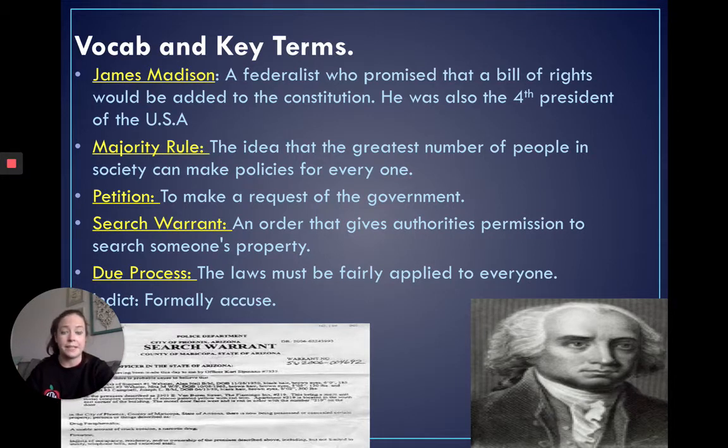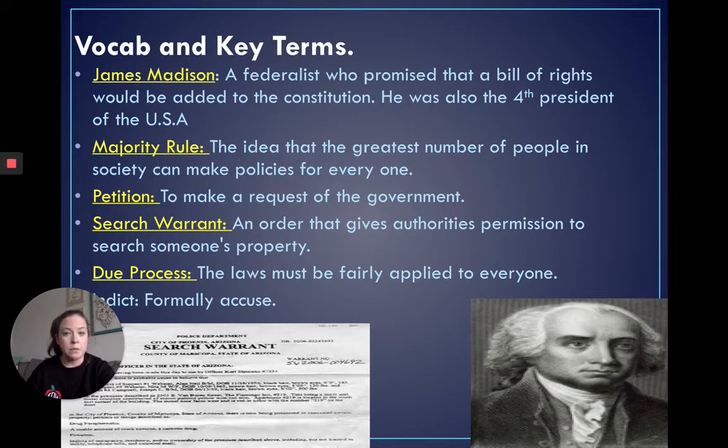A lot of his ideas went into the U.S. Constitution. And he promised that there would be a Bill of Rights added to the Constitution. It was really important that many of the new Americans and the Founding Fathers wanted a Bill of Rights because they didn't want to have what happened with King George happen again. They wanted to protect their rights no matter what. He also ended up being our fourth president.